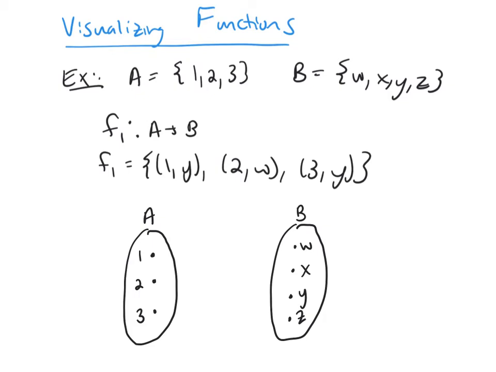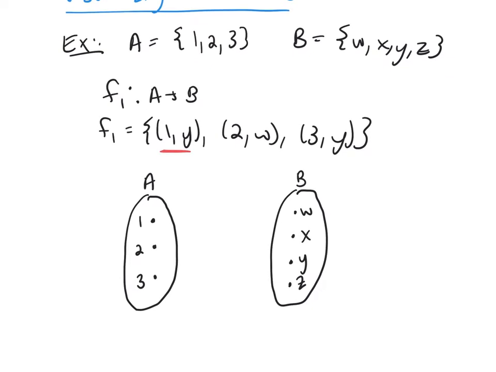And then you're going to draw an arrow connecting two things if they appear in your relation. So for example, let's start with 1Y. I'll draw an arrow from 1 to Y. And then 2W, I'll draw an arrow from 2 to W. And then finally, the last one is 3Y. I'll draw an arrow from 3 to Y.